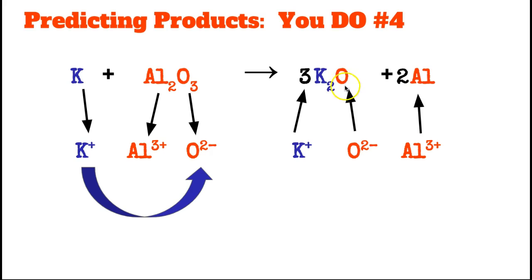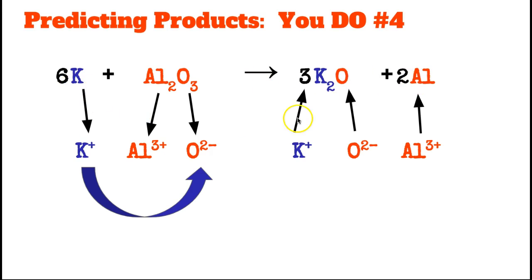this side. But when I did that, I also changed my potassium. So now it's 3 times 2 potassium, which is 6, which means I need to fix the other side over here, which means I'm going to put a 6 in front of potassium. So we get coefficients of 6, 1, 3, 2.